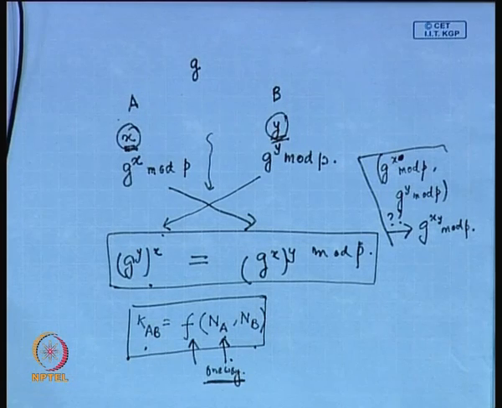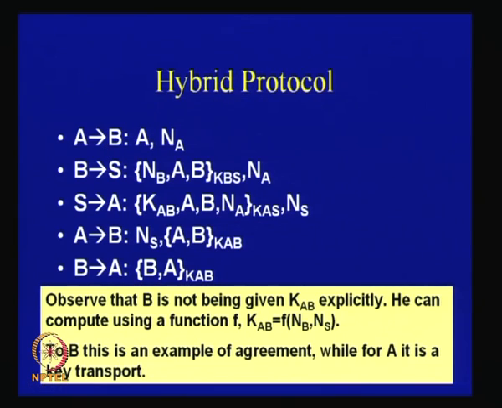Here again there are three parties A, B and S involved. A communicates with B and sends A comma NA, that is, the value of A and a fresh input which is generated and called NA. B then sends to S: NB comma A comma B comma KBS. As we have seen in the previous protocol, it is just one packet. B sends this to the server S, and the other thing it also sends is the corresponding value of NA, which B has received from A and simply relayed back to S.